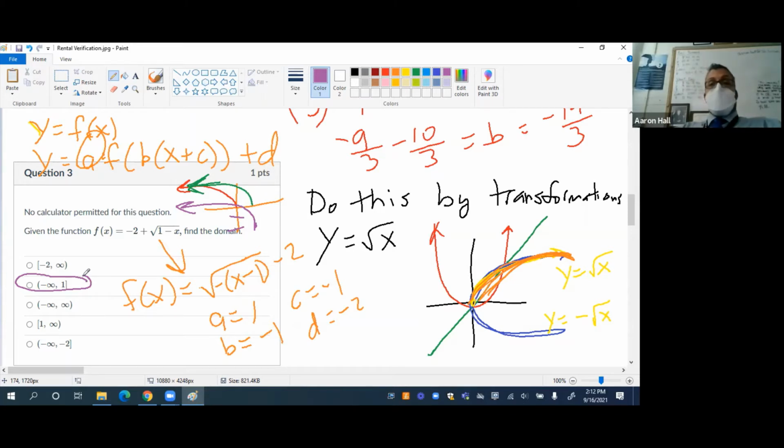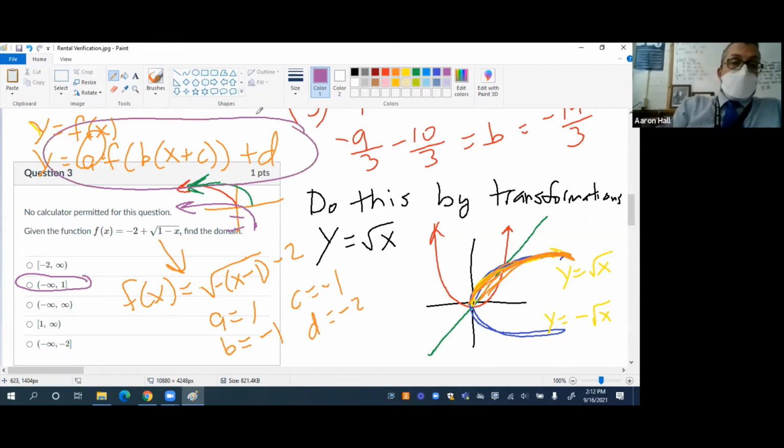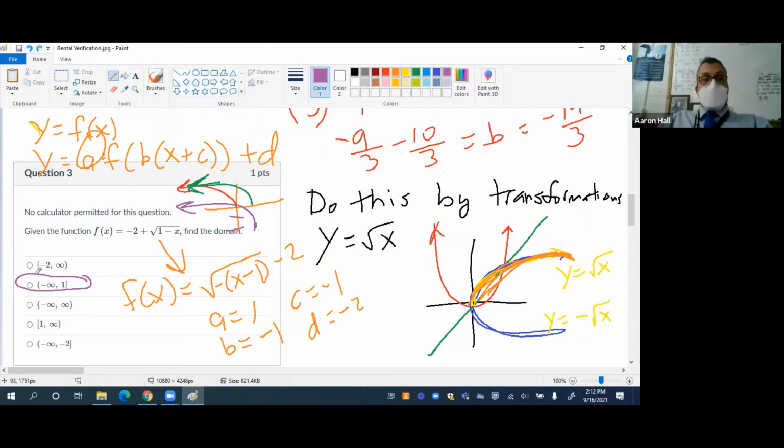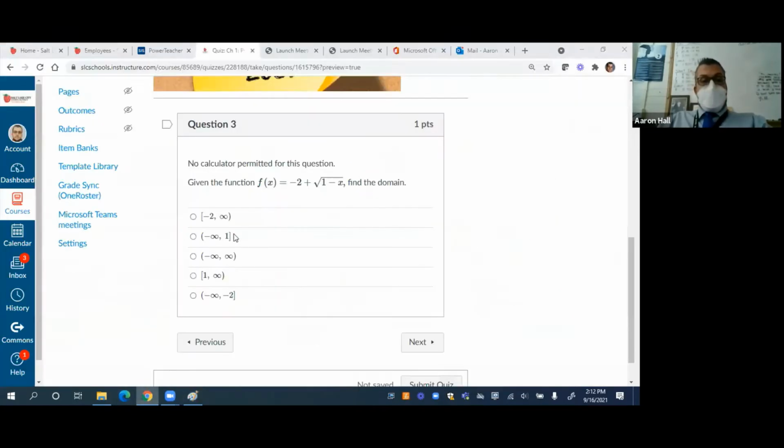If this doesn't make sense, I highly recommend looking back at 1.2. Either watch the class video or watch the videos I have posted there. 1.2 is going to give you a lot of description on those transformations. You only have to learn these once. All of those transformations apply to all functions. They are the same. Your A, B, C, and D values do the same thing to all functions. Okay, let's move on to number 3.